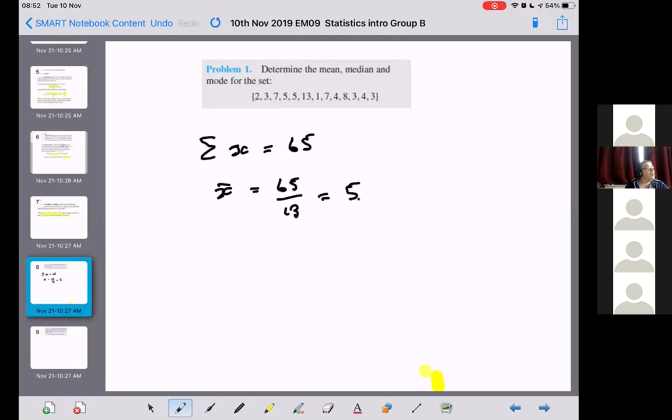When you write them all out in order to find the median, the middle number, the median value is 4. And the mode is the most frequently occurring, which is 3.